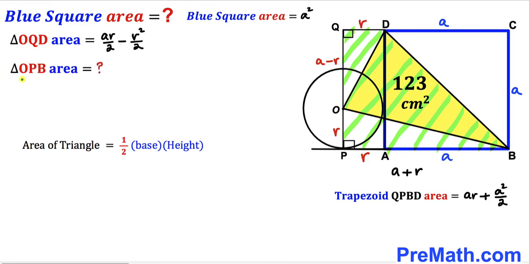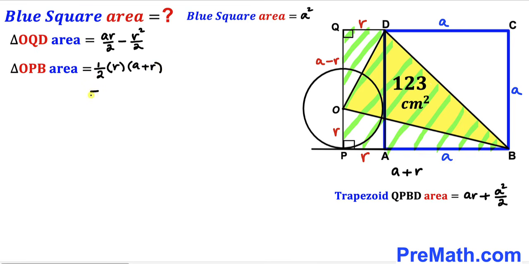And finally we are going to calculate the area of the other triangle OPB as well. We are talking about this triangle OPB, and we are going to use the very same area of a triangle formula. And in our case, the base of this triangle is a plus r and the height of this triangle is lowercase r. Let's go ahead and fill in the blanks. So it's going to be 1 divided by 2 times r times a plus r. And if we multiply and simplify the right hand side, that is going to give us a r divided by 2 plus r square divided by 2 as well.